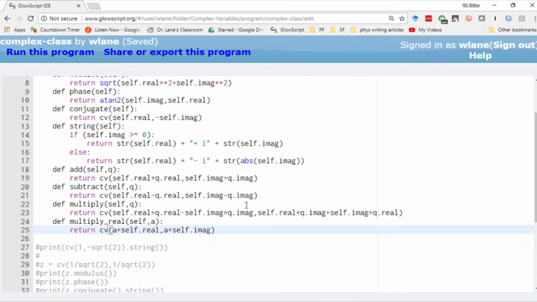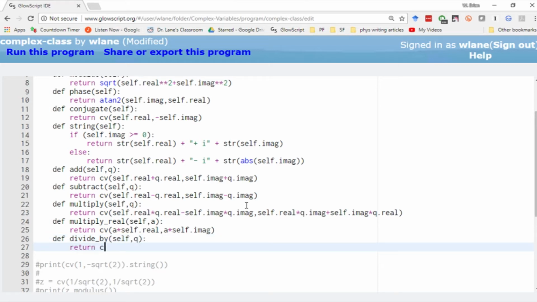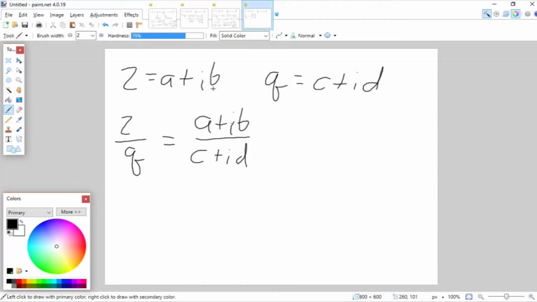The one thing we haven't done yet is dividing by a complex number. So let's say we had self, comma q. What are we supposed to return? You can probably imagine it's going to be a complex value, but this is actually kind of a complicated thing to work out algebraically. I've gone ahead and gotten it set up here. Suppose you've got one imaginary number z, a plus ib, another imaginary number q, c plus id. So you take z divided by q.